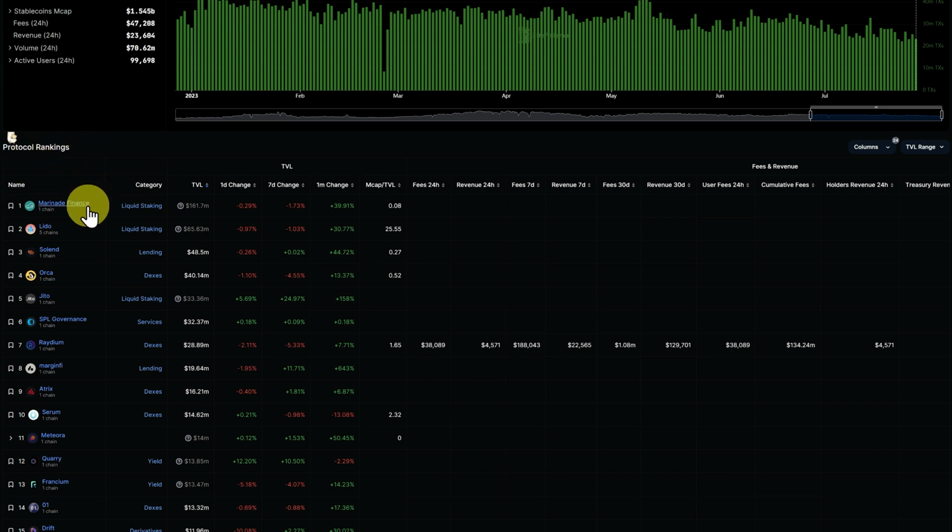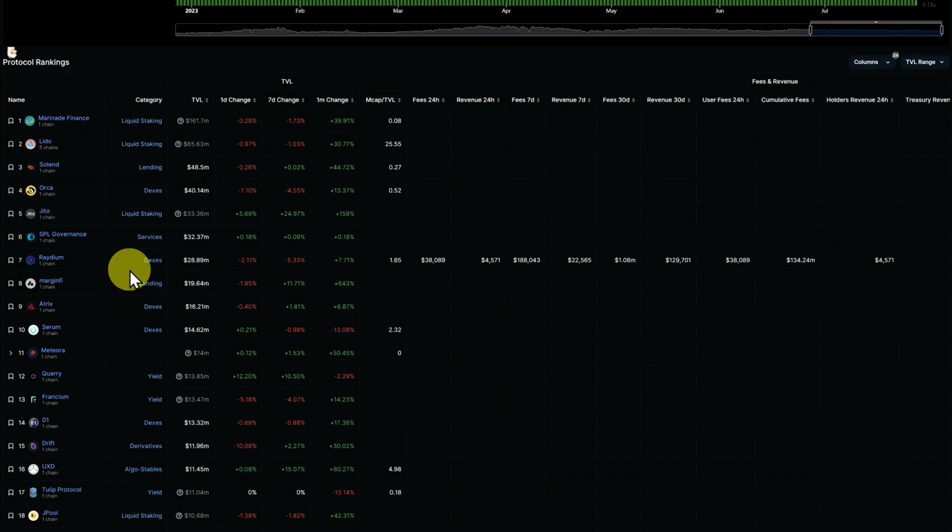These are the protocol ratings. The top ones are Marinade and Lido. These are liquid staking tokens. They relate to staking, and we'll cover these in another tutorial. Then we've got Solend, which relates to lending. And we just played with Orca, which is a DEX. Jito is liquid staking, same as the top two. And Raydium is also like Orca, as is Atrix. I would say Raydium and Orca are the two biggest DEXs on Solana. Raydium was really big in the bull run.